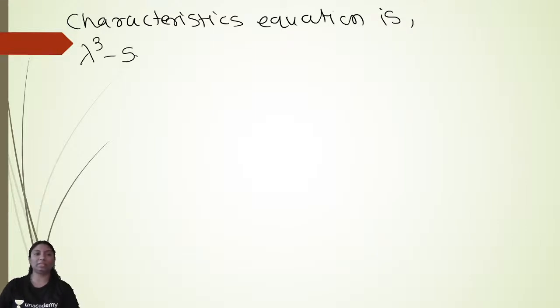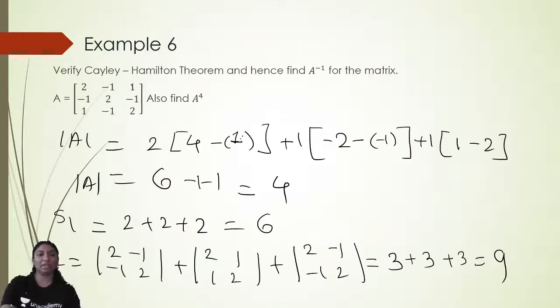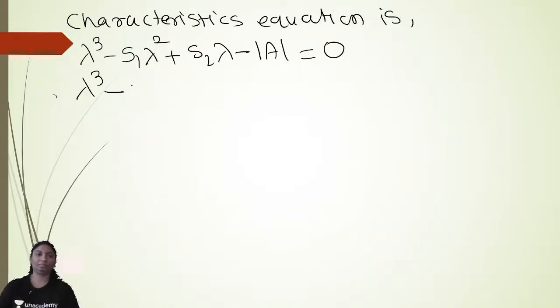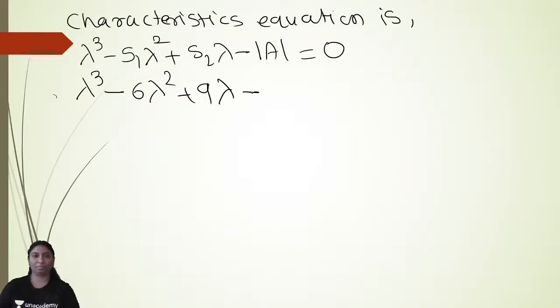Lambda cube minus s1 lambda square plus s2 lambda minus determinant of A is equal to 0. So lambda cube minus, what is our s1? S1 is 6, s2 is 9, 9 lambda minus determinant of A is 4. So lambda cube minus 6 lambda square plus 9 lambda minus 4 is equal to 0. Okay. So this is your characteristic equation.